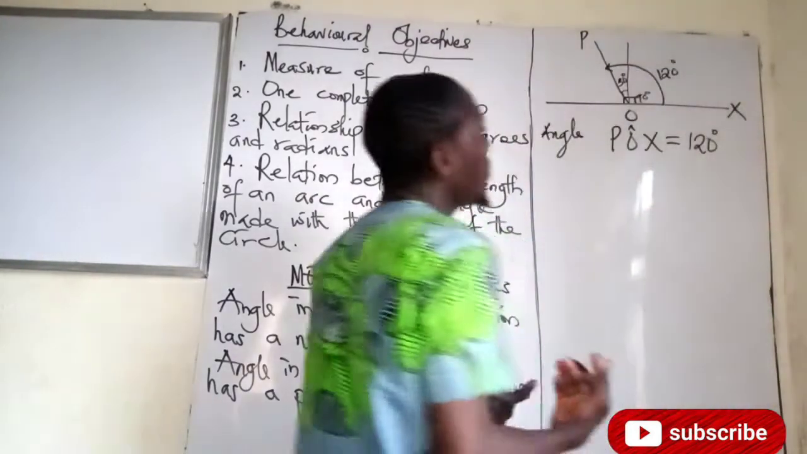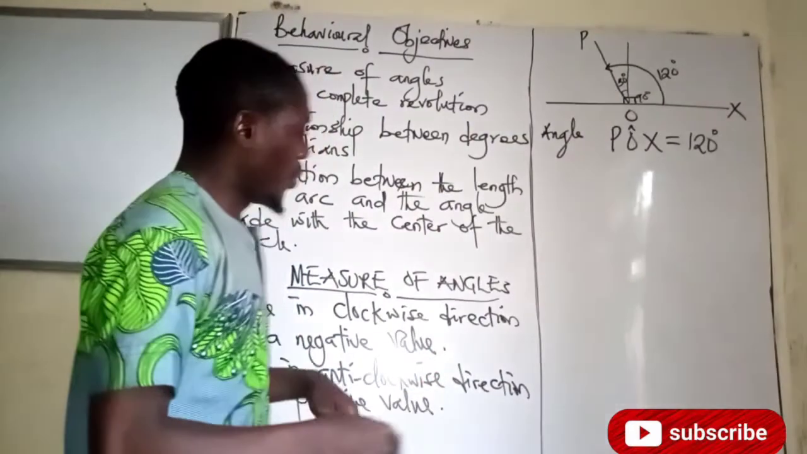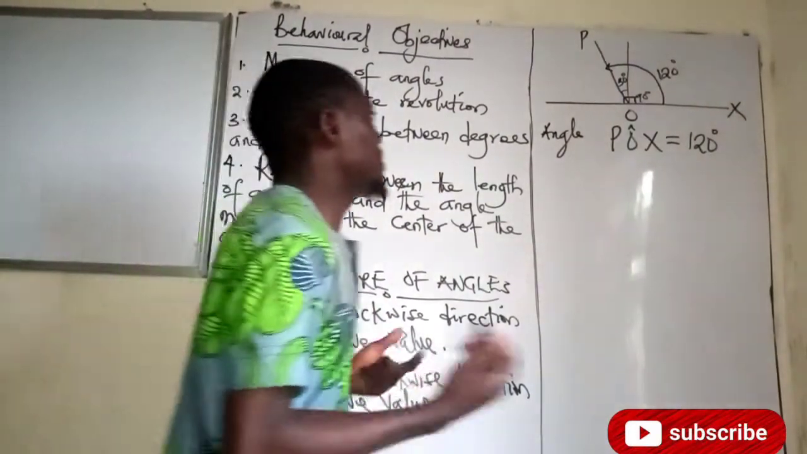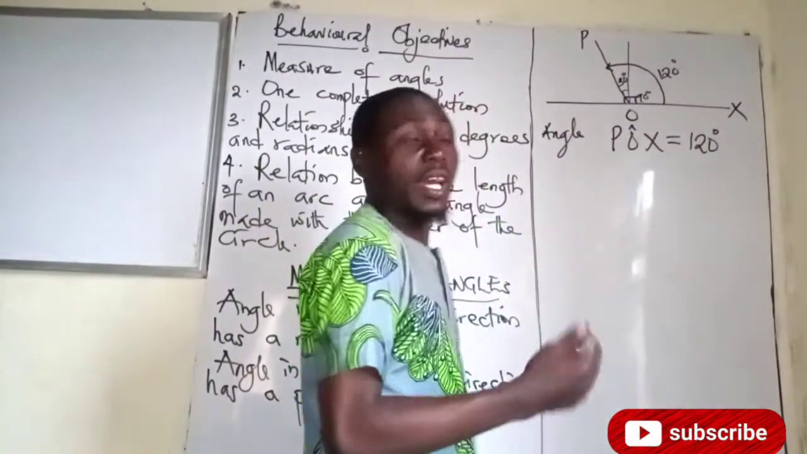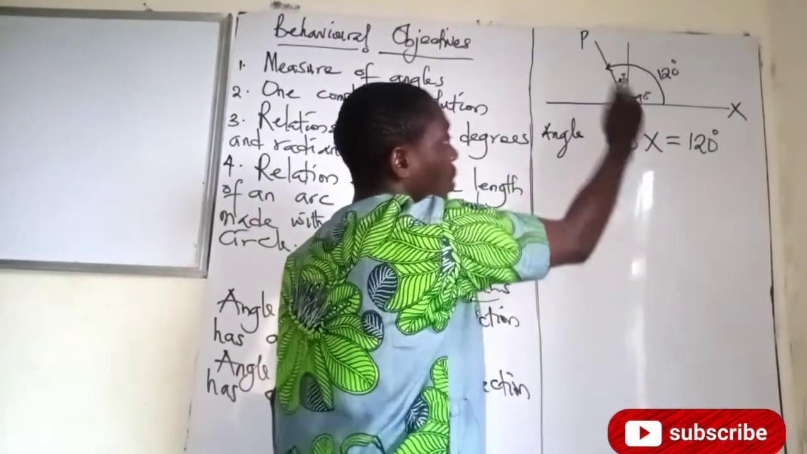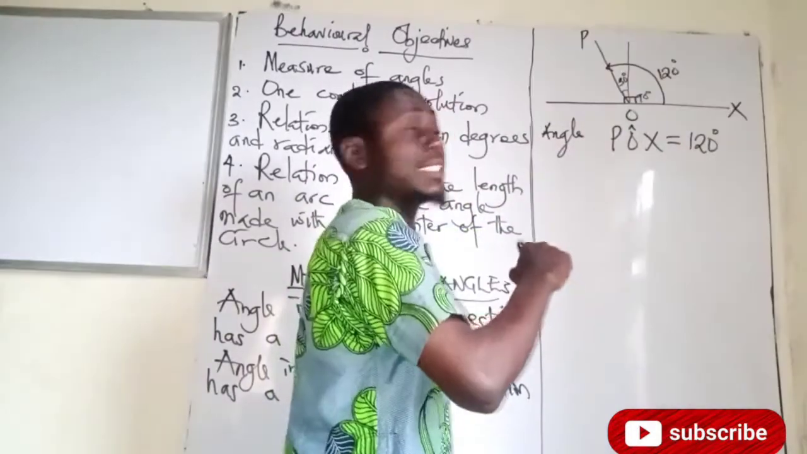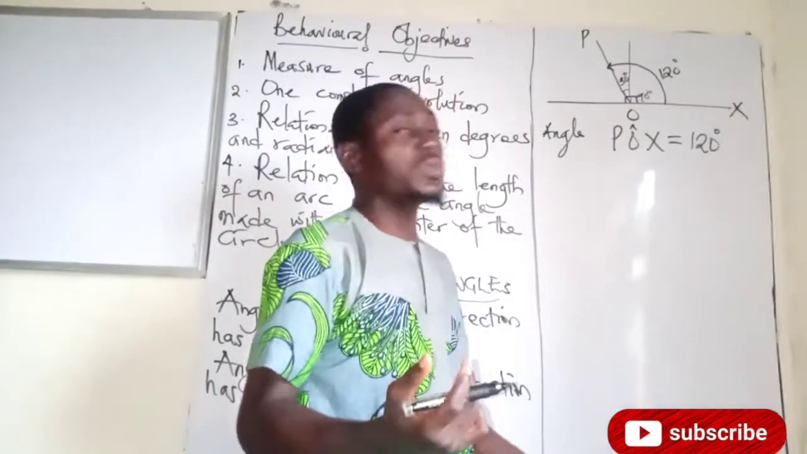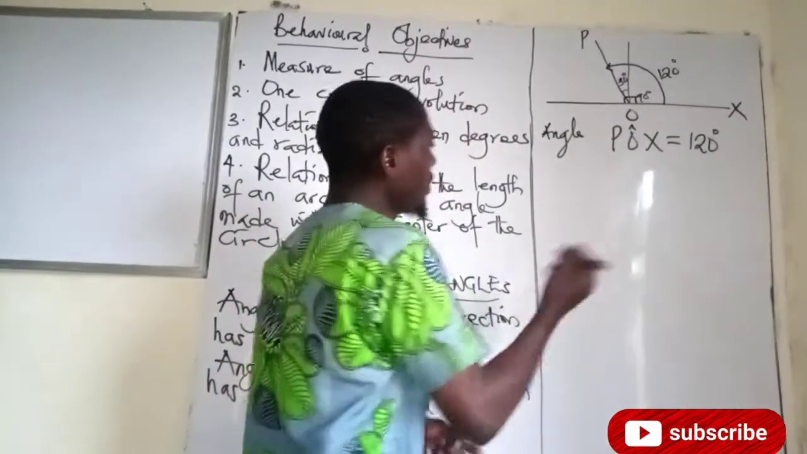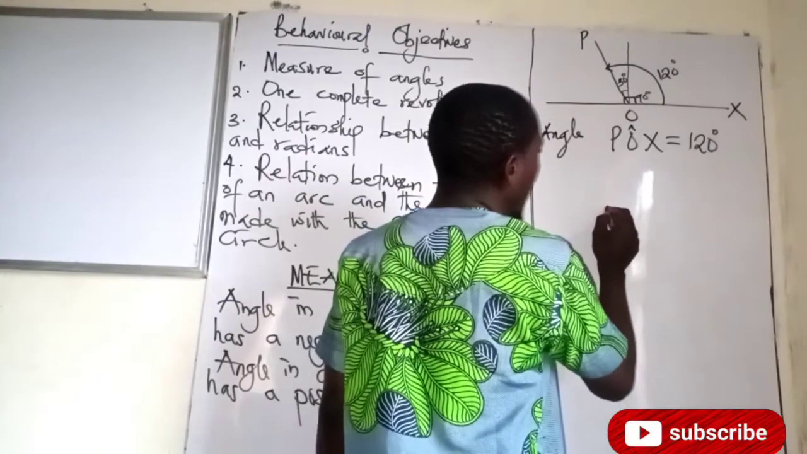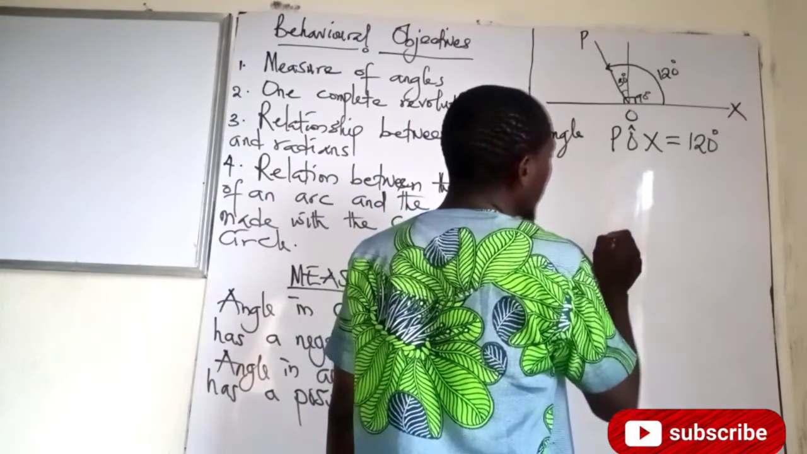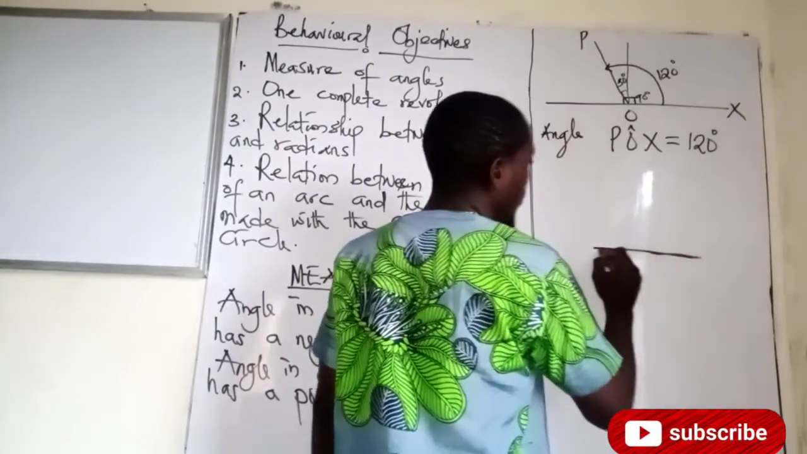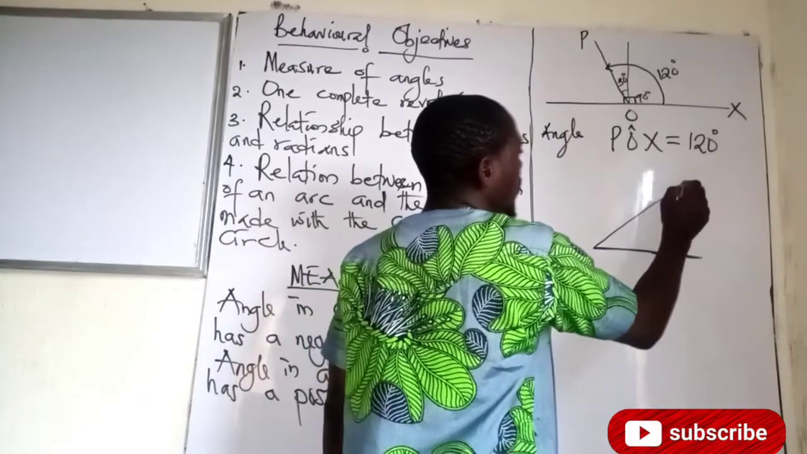But when we want to create an angle that is moving in clockwise direction, let me give another example. Let me use acute angle. This is an obtuse angle because it is greater than 90 degrees but less than 180 degrees. But an acute angle is an angle that is less than 90 degrees. Now, for example, if I have something like this, and I have something like this.